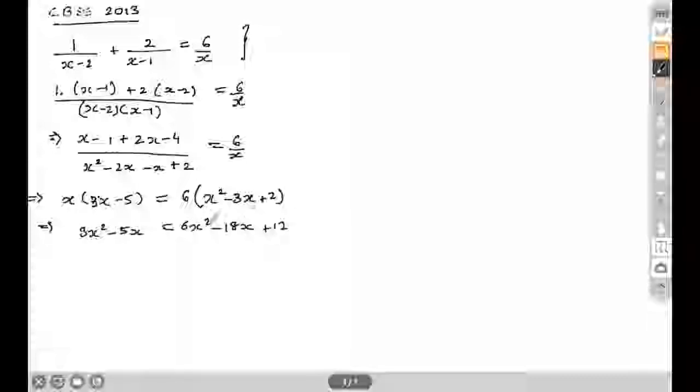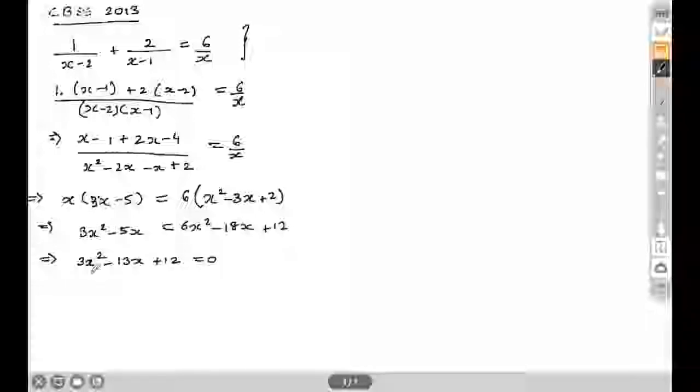plus 12. Okay, now we just need to reduce it further, and then you will get a quadratic equation. If you simplify everything, you will get 6x squared minus 3x squared is 3x squared, minus 18x, and then minus 5x goes to the other side, it becomes minus 13x, and here is plus 12, and this is equal to 0. So hence we get an equation: 3x squared minus 13x plus 12 equals 0.